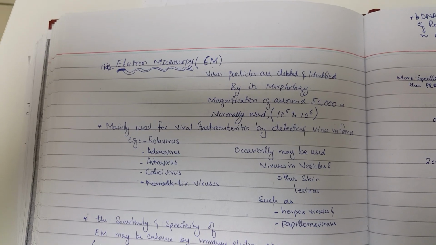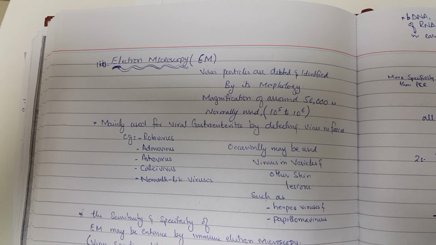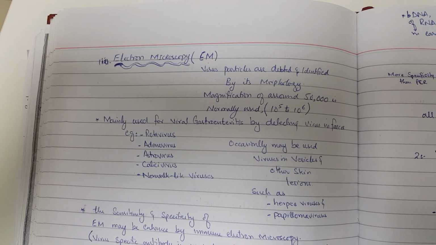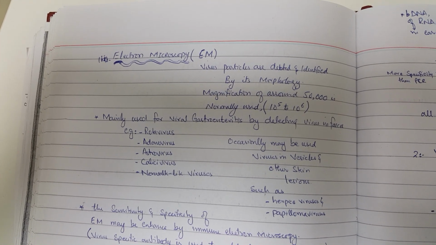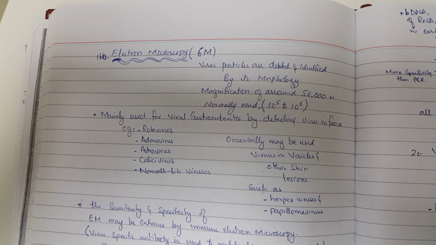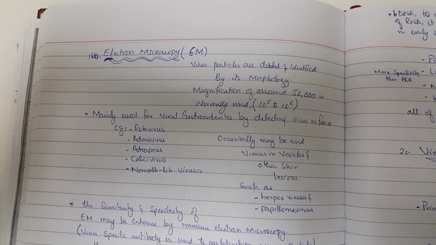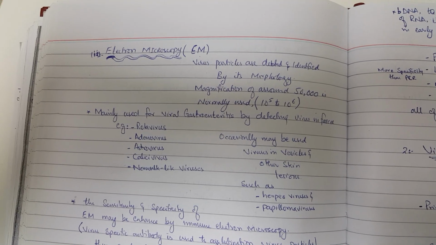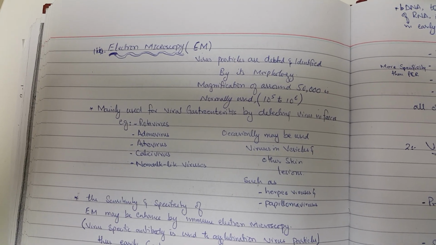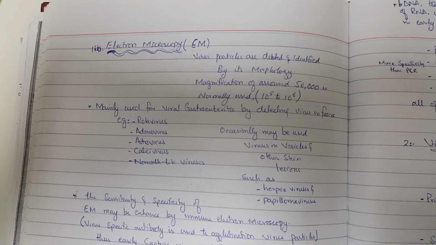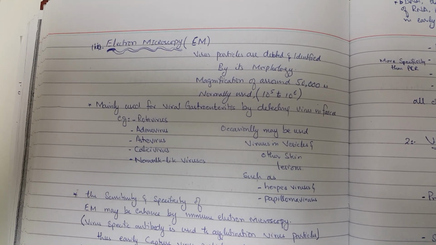Electron microscopy, in which the virus particles are detected and identified by their morphology. The magnification power of electron microscopy is 50,000 and normally used at 10 to the power 5 and 10 to the power 6. Mainly used for viral gastroenteritis by detecting the virus in the feces, like rotaviruses, adenoviruses, astroviruses, caliciviruses, and norovirus-like viruses. Occasionally it may be used for viruses in vesicles and other skin lesions, such as herpesviruses and papillomaviruses.